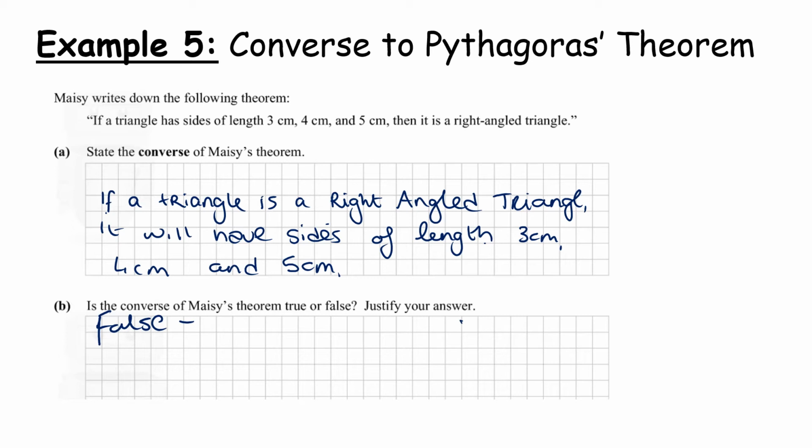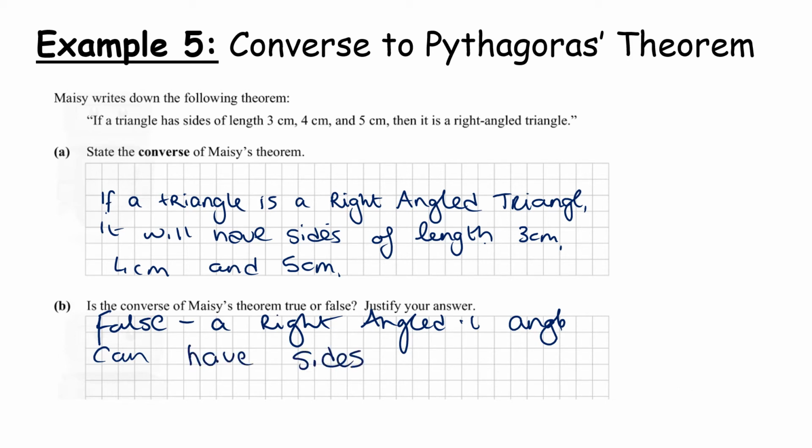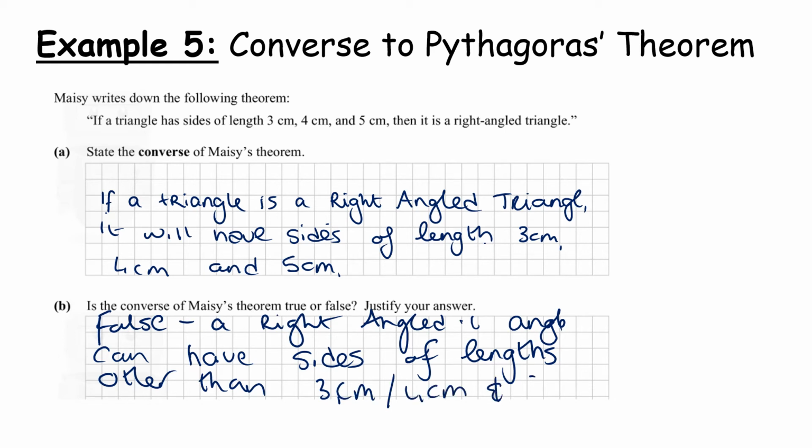Justify your answer. Well, it's false. A right angle triangle can have sides of lengths other than 3 centimeters, 4 centimeters, and 5 centimeters.